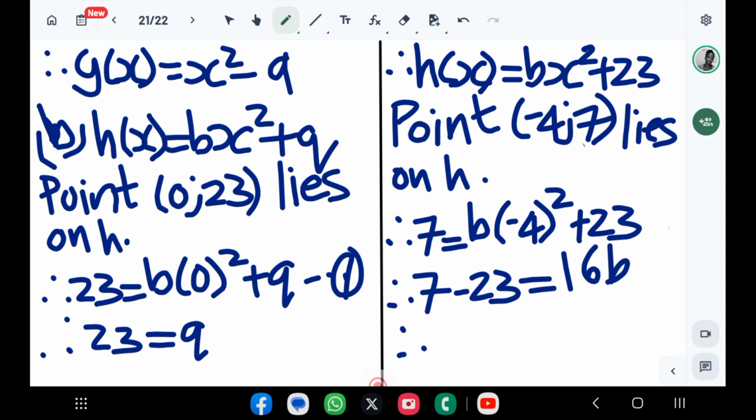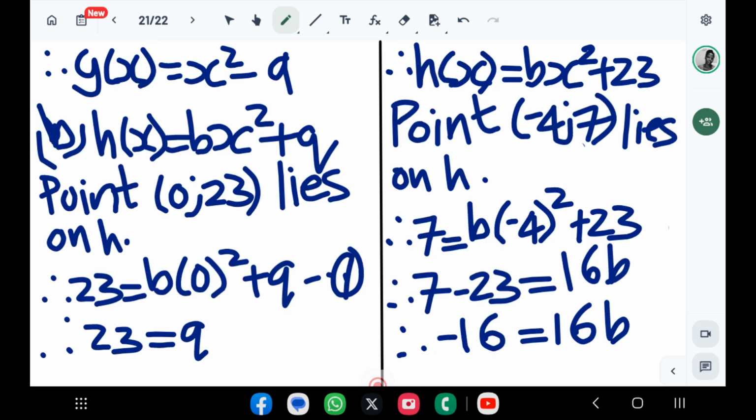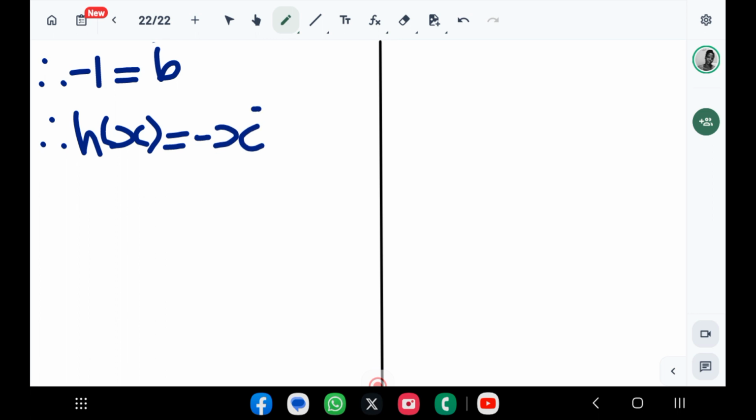Therefore, take out a calculator. 7 minus 23 equals negative 16, equals 16b. Divide both sides by 16, and you get negative 1 equals b. Therefore, h of x equals negative x squared plus 23. And you've got your variables.